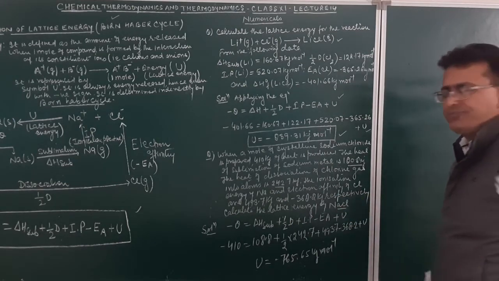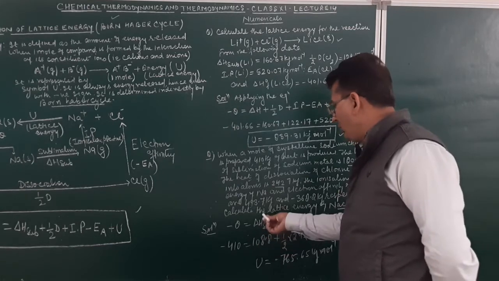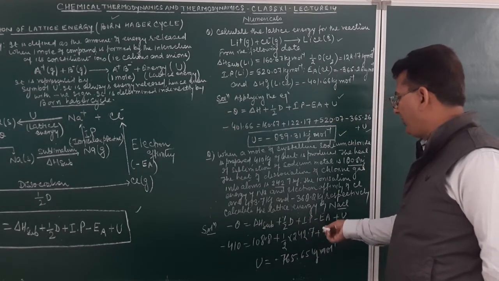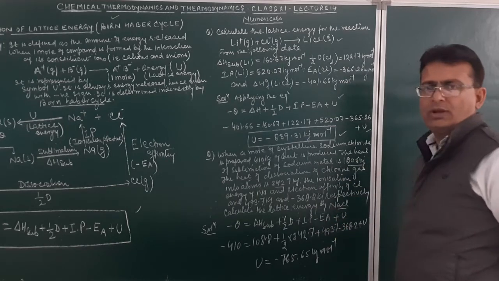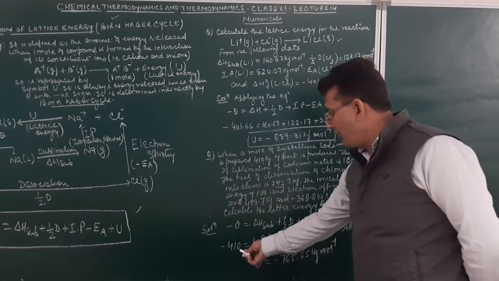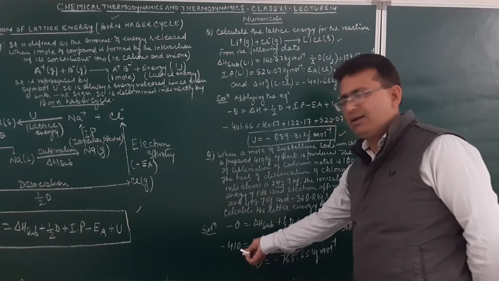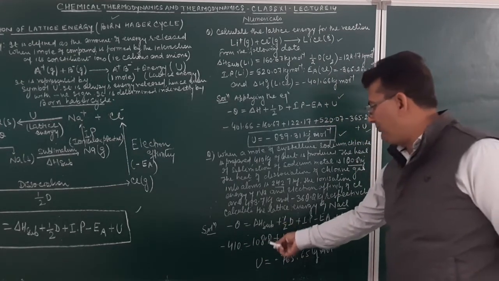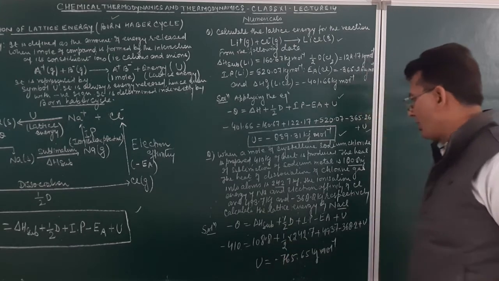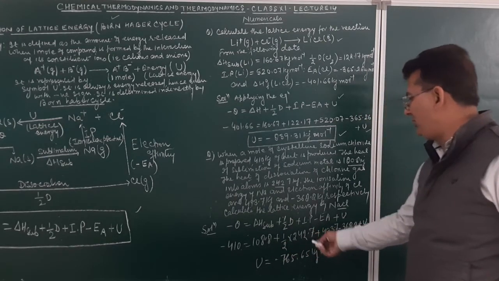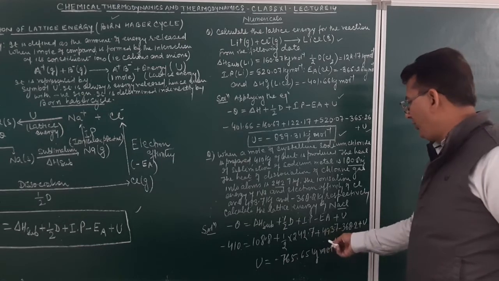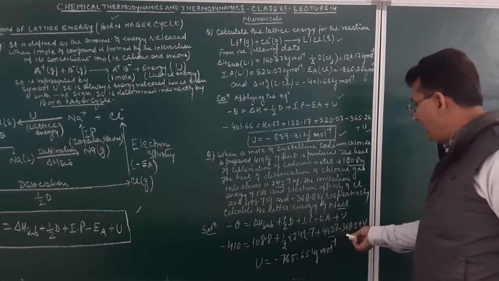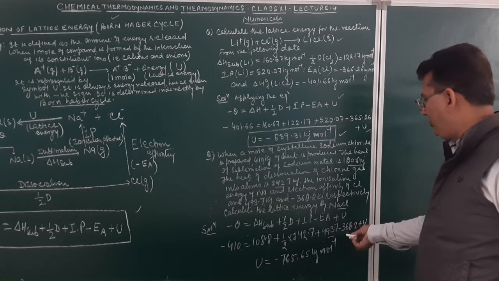Again the same formula. Minus Q will be equal to enthalpy of sublimation plus half of dissociation plus ionization potential minus electron affinity plus U. Putting in all the values, what is the Q value given over here? Minus 410. This is the enthalpy of formation of sodium chloride. Enthalpy of sublimation is 108.8 plus half into 242.7 plus ionization potential 493.7. Electron affinity is given as minus 368.2.